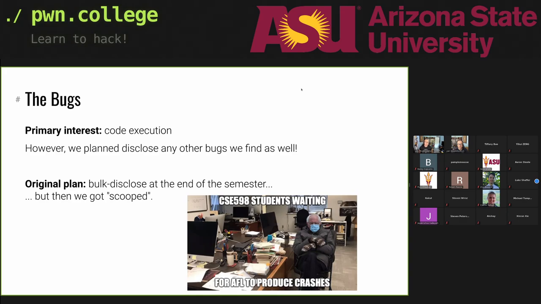The bugs, of course, we got plenty of bugs. Our primary interest initially was code execution, but we planned to disclose other bugs as well. And the original plan was that we would bulk disclose bugs all at once at the end of the semester. But this very specifically had to change because we quickly started finding that we find bugs and then they get scooped out from under us. All right. So there's a lot of lessons learned about bugs and triaging bugs and et cetera, et cetera. I'll let the students talk about that.